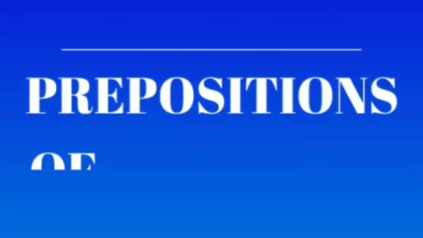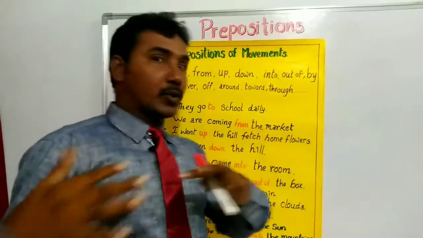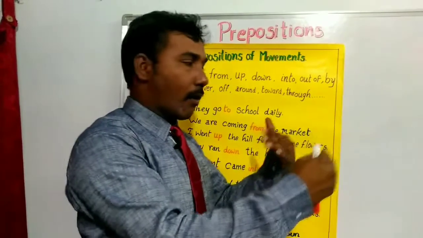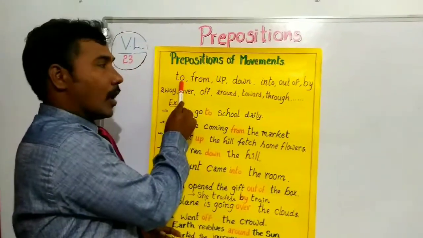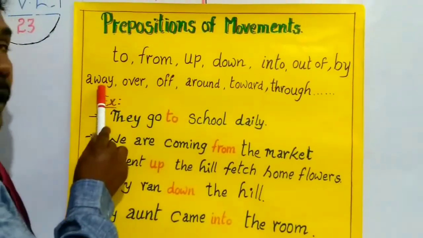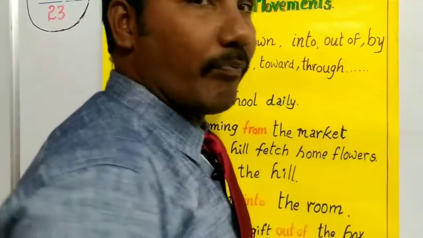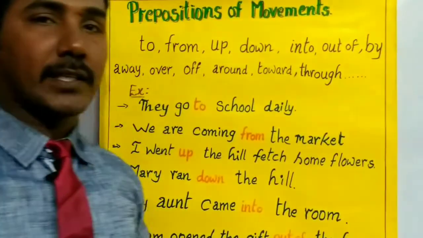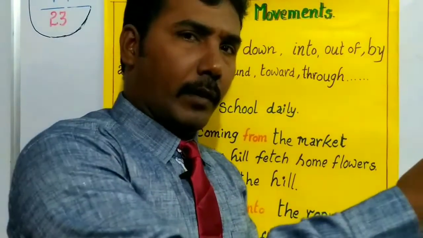So friends, here we are moving to the prepositions of movement. Sometimes we move from here to there, right? Yes, and things are moving like that. In those circumstances or situations, which prepositions should we use? Of course: to, from, up, down, into, out of, by, away, over, off, around, towards, through, and so on. Yes, these are the important prepositions we can use for movements, right? And previously I told you, things or objects are moving or people are moving.